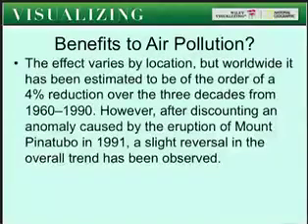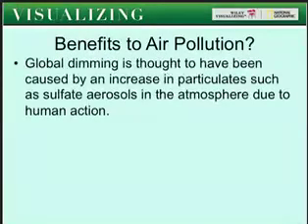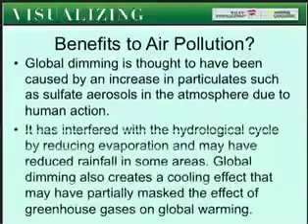The effect varies by location, but worldwide has been estimated to be on the order of a 4% reduction over 3 decades from 1960 to 1990. However, after discounting an anomaly caused by the eruption of Mount Pinatubo in '91, a slight reversal in the overall trend has been observed. Global dimming is thought to have been caused by an increase in particulates such as sulfate aerosols in the atmosphere due to human activity.